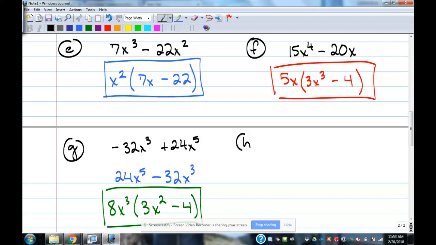Pretty easy so far. Doesn't get much harder than this in this section. Let's say we had 6x cubed plus 3x minus 5x squared. Rearrange. What goes first?